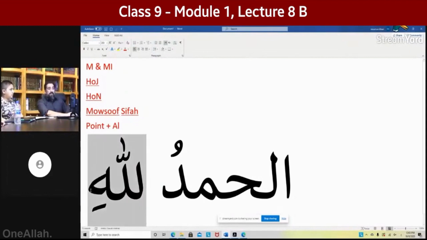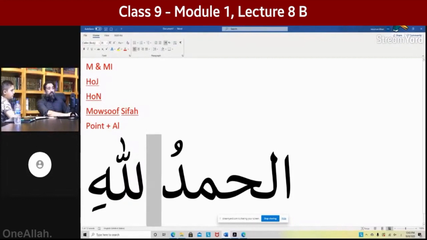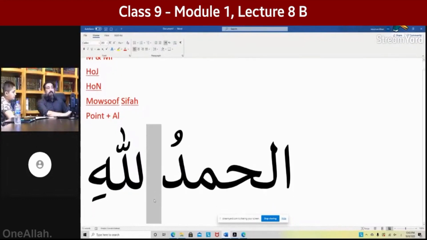So these 2 do have a connection. Which one? Harf of jar. They have the jar majroor connection. But there is no connection between these 2 where I drew the gray box. There's no connection there. That's where you place the is. Alhamdu is for Allah. Praise and gratitude is to Allah or for Allah. That's where the is comes from.